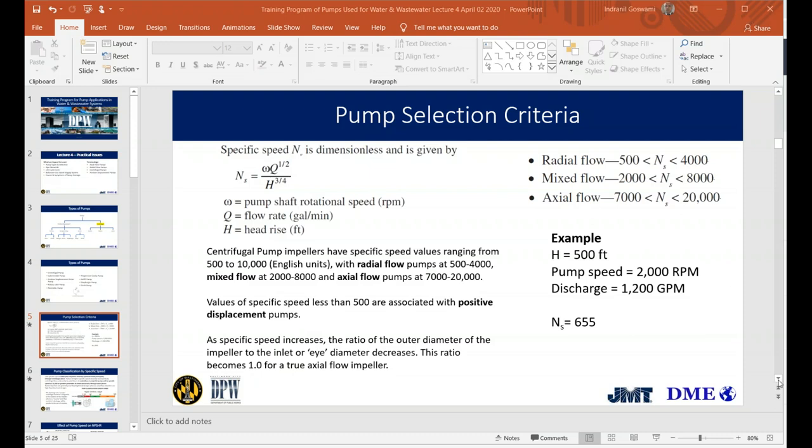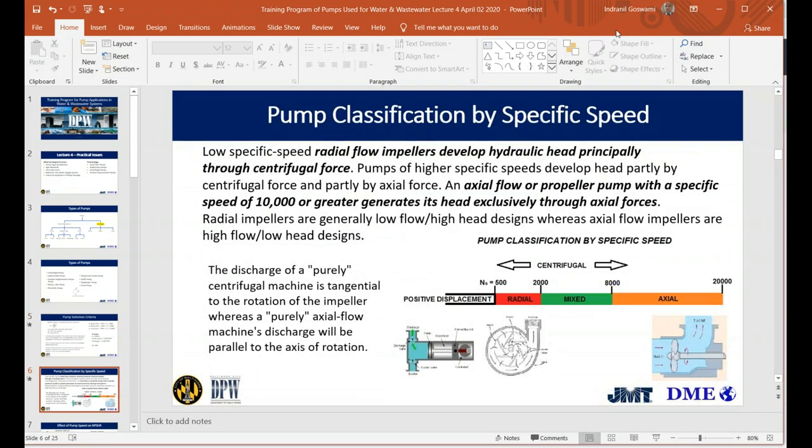There is a little bit more about this on the next slide that talks about when you have low specific speed radial flow impellers, they develop hydraulic head principally through centrifugal force, and higher specific speeds develop head partly by centrifugal force and partly by axial force, right? So if you look at these diagrams here, the positive displacement flow here is basically you're pushing that volute in with a piston-like device to impart energy, and therefore that energy is imparted to the fluid and becomes available as a pressure rise or a head.